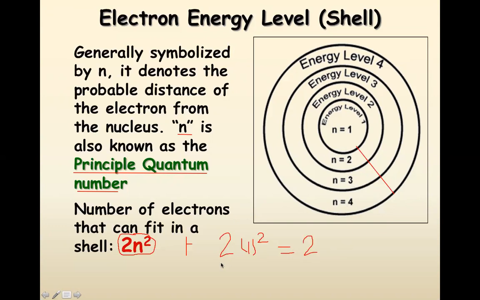What if you had energy level 2? Using the same little formula, n being 2 this time, plugging that in, and then squaring it: 2 squared is 4, and 4 times 2 is 8. So you could figure out how many electrons are in each energy level just by using this little equation that you've got here.